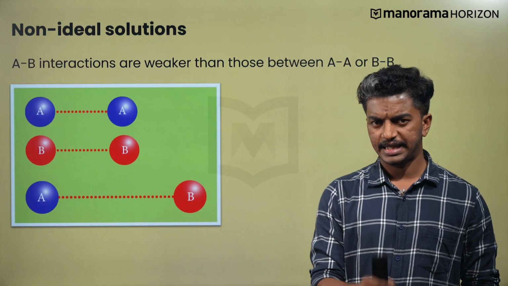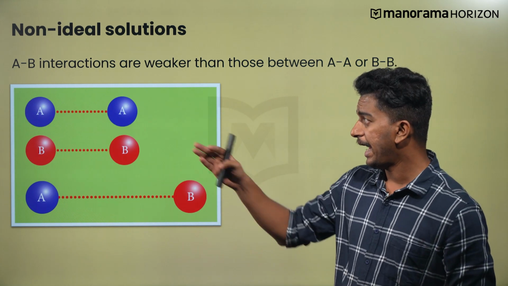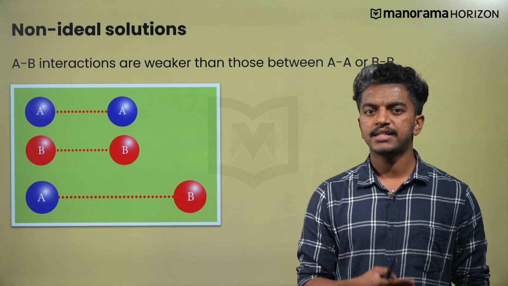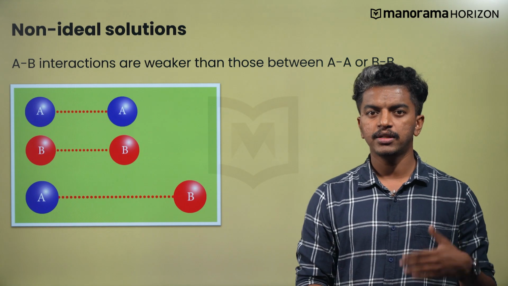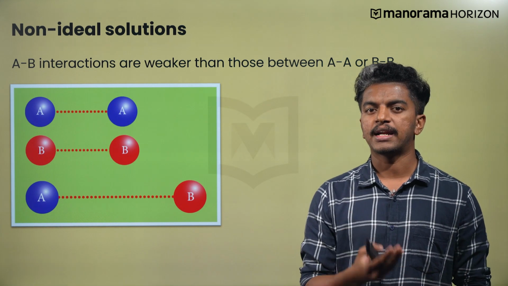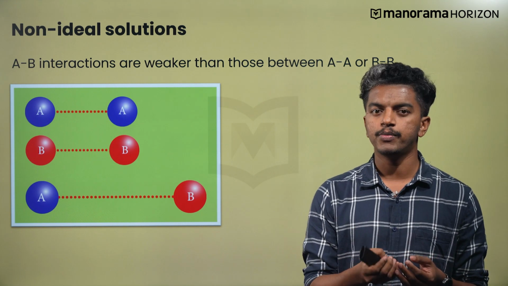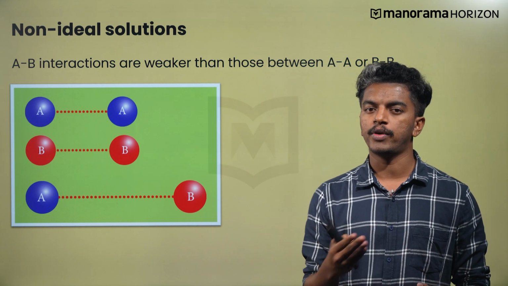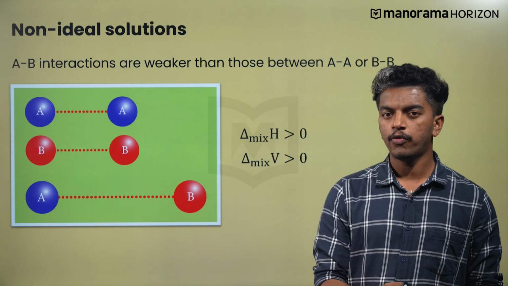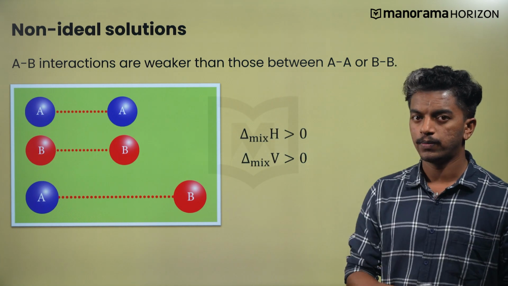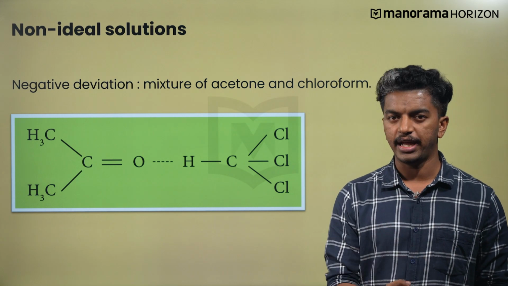In general, you can say that A-B interactions are weaker than those between AA and BB. Then such solutions show positive deviation from Raoult's law. Or in other words, here the intermolecular attractive forces between the solute-solvent molecules are weaker than those between the solute-solute and solvent-solvent molecules. Consequently, both the enthalpy and volume of mixing are greater than 0. Next, we will see how solutions with negative deviations behave.